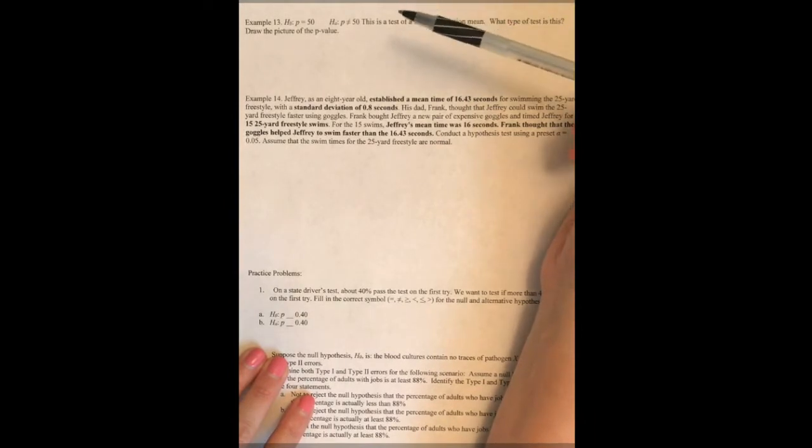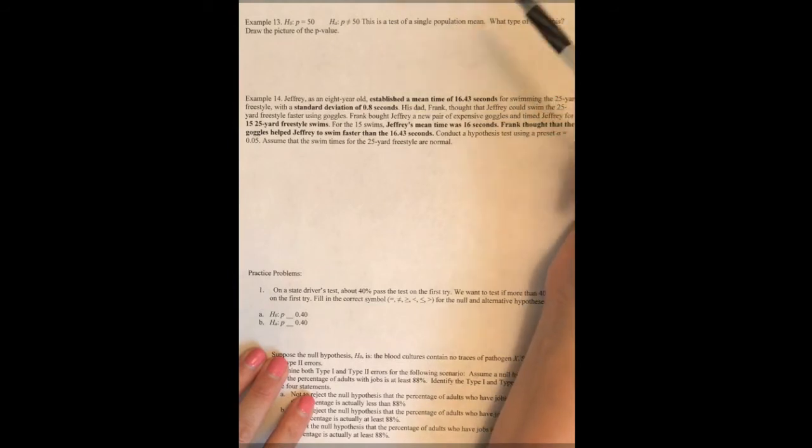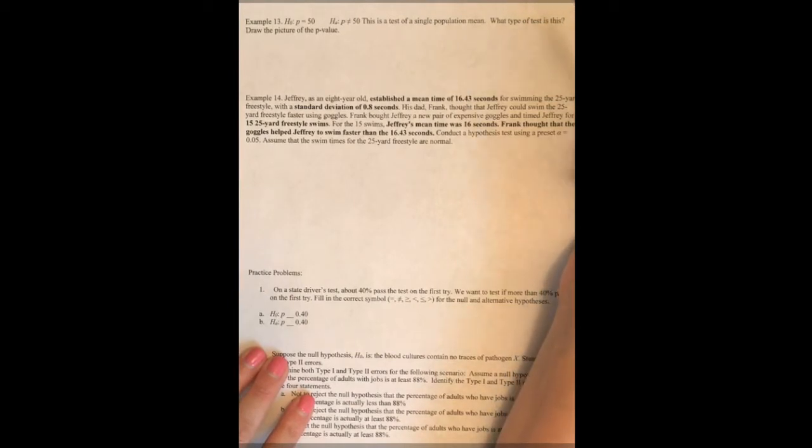Right, example 13 is when our null is the proportion equals 50, and then the alternative is that it does not equal 50. It says this is a test of a single population mean. What type of test is this? Draw the picture of the p-value.